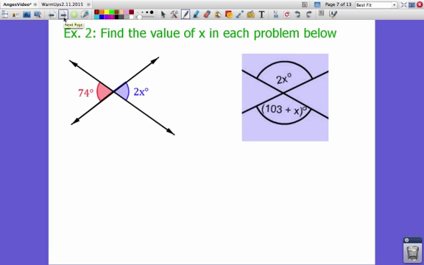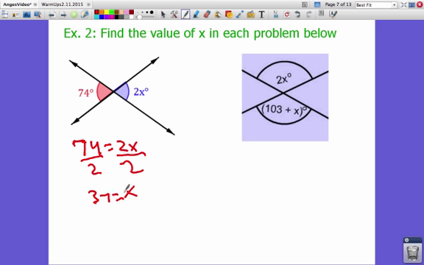So let's go ahead and try some problems with these. Example 2 says to find the value of x in each problem below. So if we look here, we've got vertical angles here because these two angles are right across from each other. So I know that this angle equals this angle. So I can set up the equation 74 equals 2x. So now I want to figure out what x is. So I'm just going to divide both sides by 2. And I get 37 equals x.